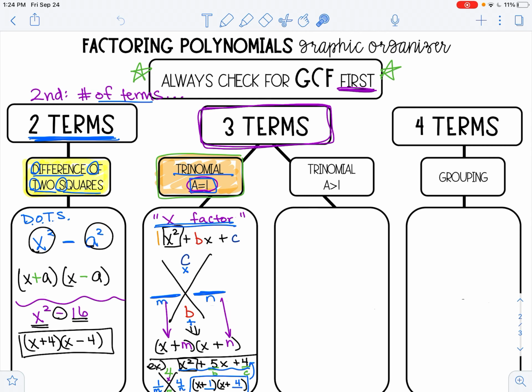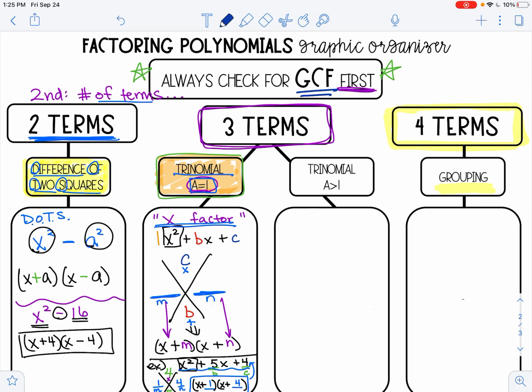We did 2 terms, we did 3 terms when a equals 1, and before we do 3 terms where a is greater than 1, we're going to go ahead and jump onto 4 terms, which means that we're going to factor by grouping. So for this one, remember, we always check for the GCF first. When you pull out a GCF, then you're going to count the number of terms. So sometimes there are 4 different terms. And if there's 4 different terms, we're going to use grouping.